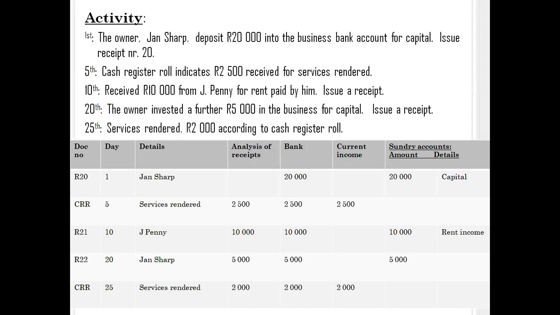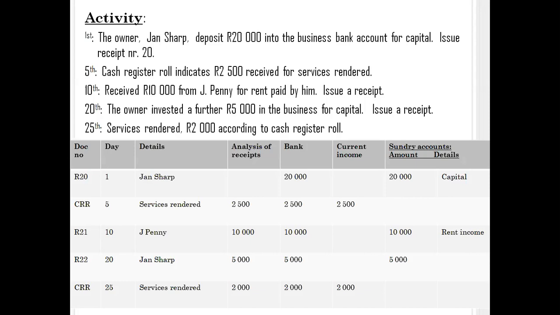Then on the 20th, the owner invested a further 5,000 Rand in the business for capital. Issue a receipt. So we've got the date, the 20th. They said the owner. Now, they didn't mention the name here, but remember, on the 1st, they've told us who the owner is. That is Jan Sharp. 5,000 Rand is the amount. It's for capital. Sorry, I see I've missed something out there with sundry account. And then it is a receipt.